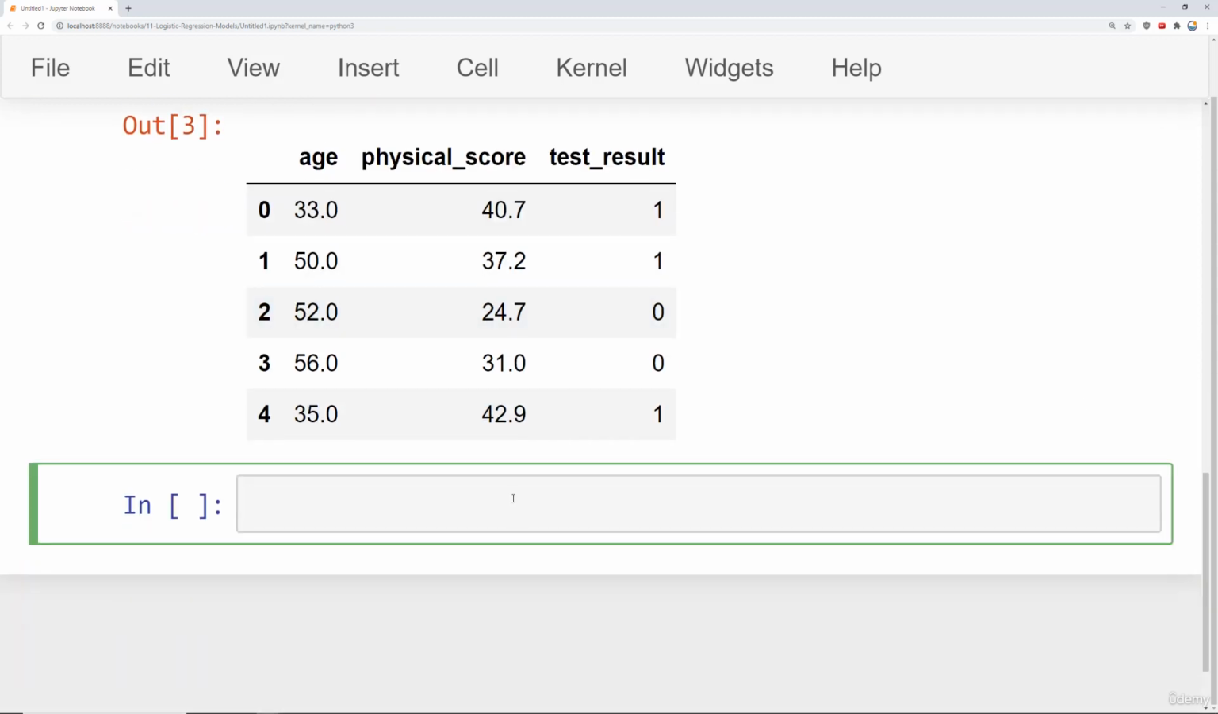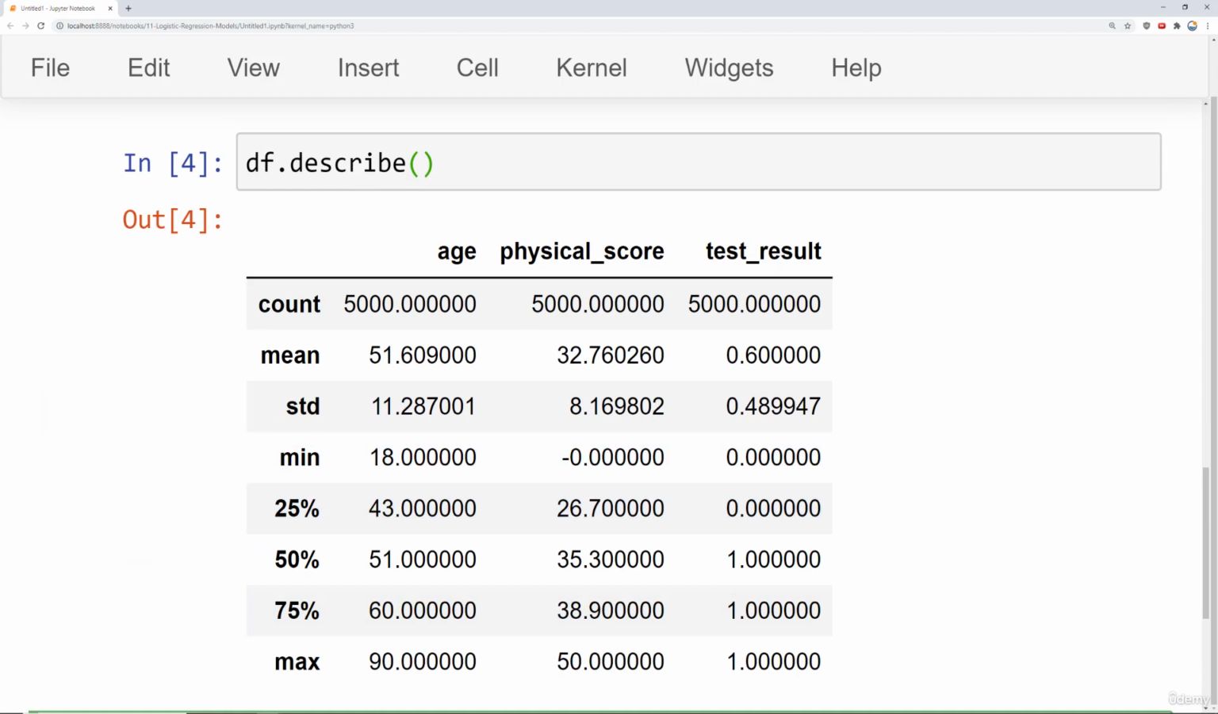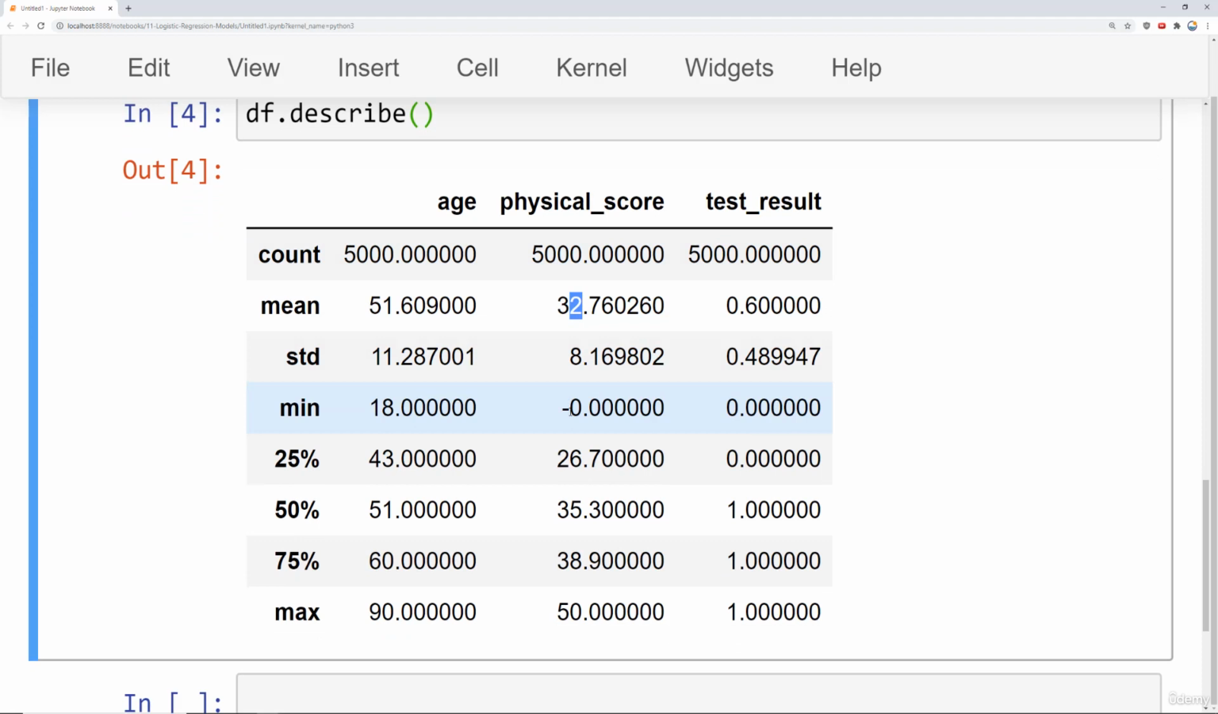So we have some ages, we have some physical scores. Let's go ahead and describe the data. We can say df.describe. Run that, and now I can see the general distribution of these data scores. I can see the mean age seems to be 51 years old, physical scores 32. I can check the minimum and maximum of the physical scores. So it looks like the physical scoring goes from 0 to 50. So on a 0 to 50 scale, the average person is getting about a 32 physical score. And we can see that the minimum age is 18 years old, and the maximum age, the oldest person in the data set, was 90 years old, and the mean person is 51 years old.